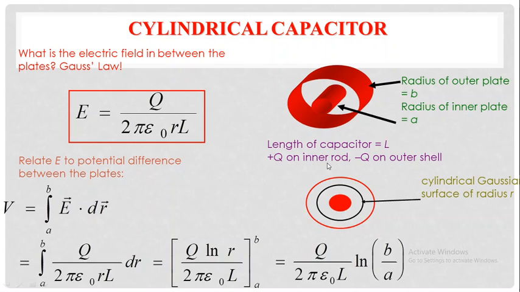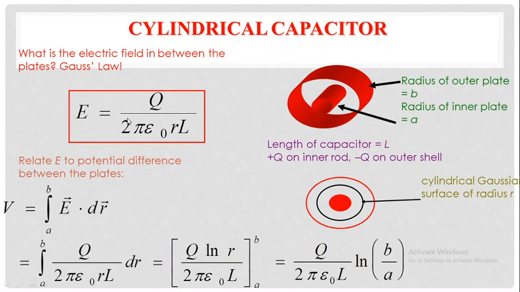Now in the third case, we see the cylindrical capacitor. We take a cylindrical capacitor with inner radius A and outer radius B, and the length of this capacitor is L. The inner rod has plus Q and the outer rod has minus Q. Again we first find V according to the relation with E.